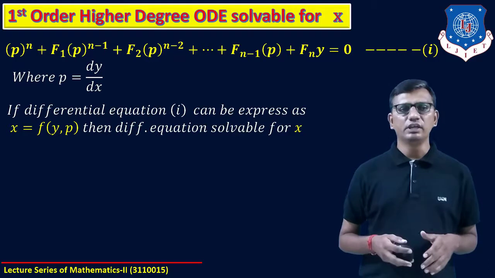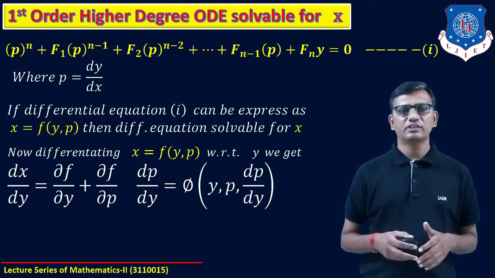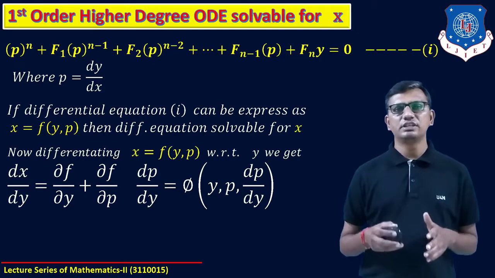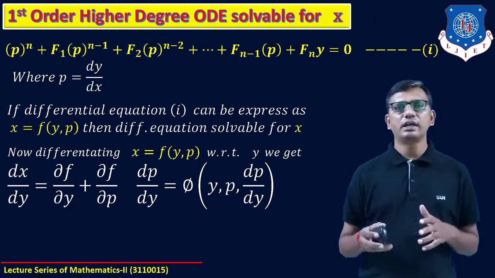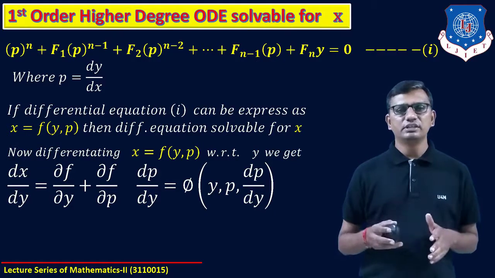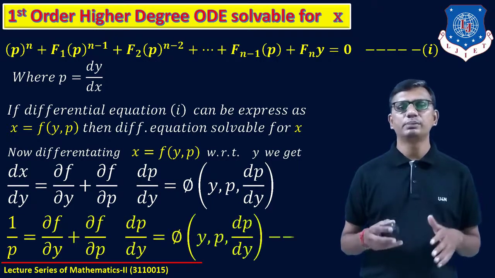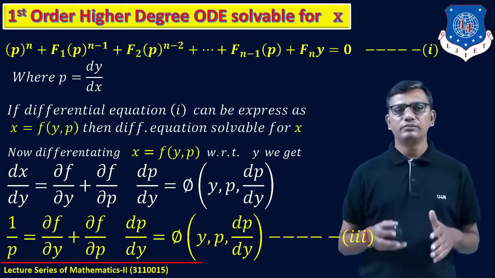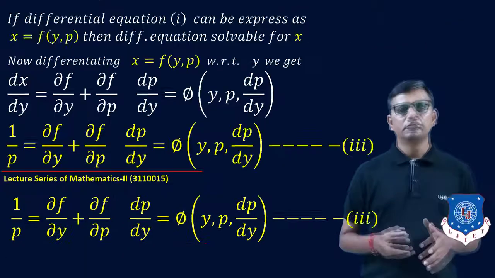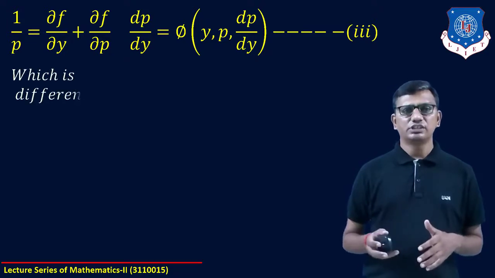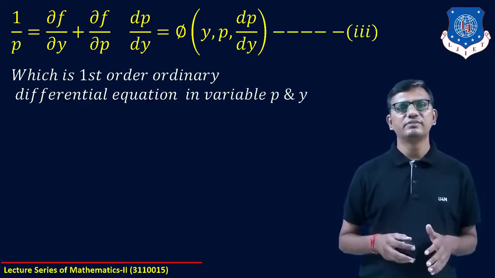In this case, first of all, we differentiate x = f(y, p) with respect to y. Then we get dx/dy = del f/del y + del f/del p into dp/dy, which is a function of y, p and dp/dy. Now this differential equation can be rewritten as 1/p = del f/del y + del f/del p into dp/dy, because we have dy/dx = p, so dx/dy becomes 1/p. Now this is our first order differential equation in variables y and p, and dp/dy is the first order derivative present in it.